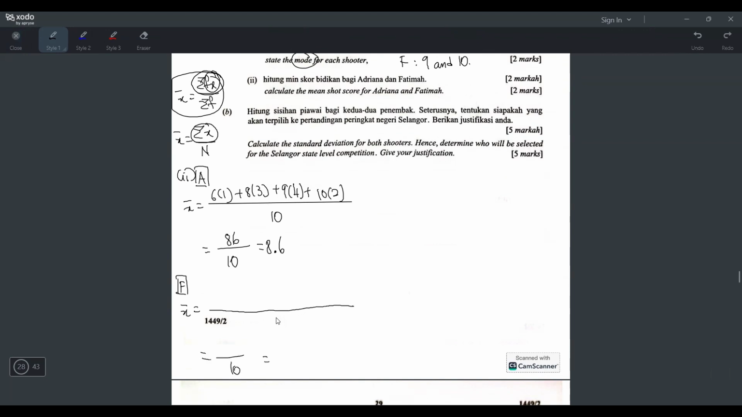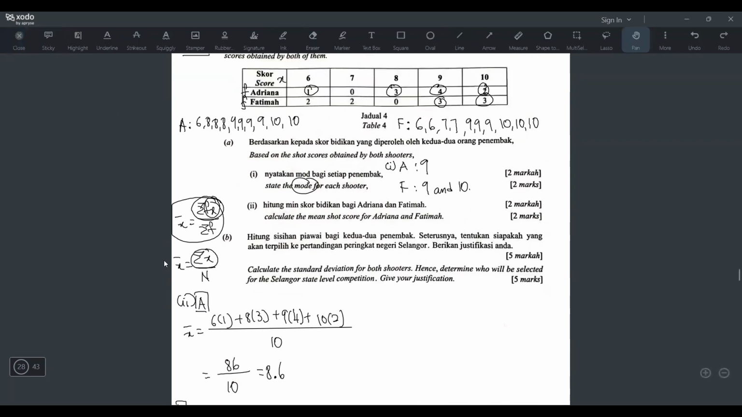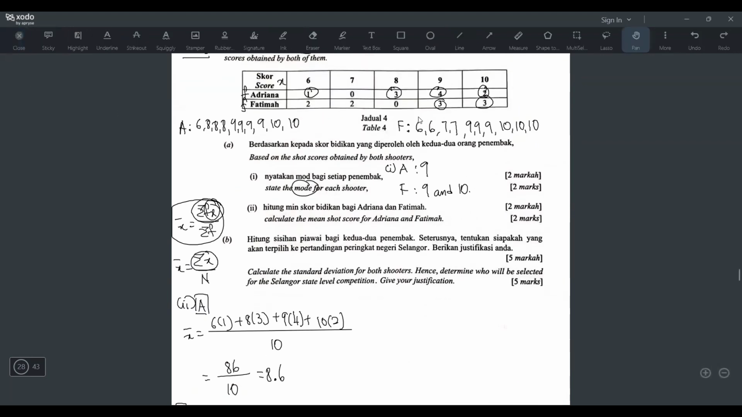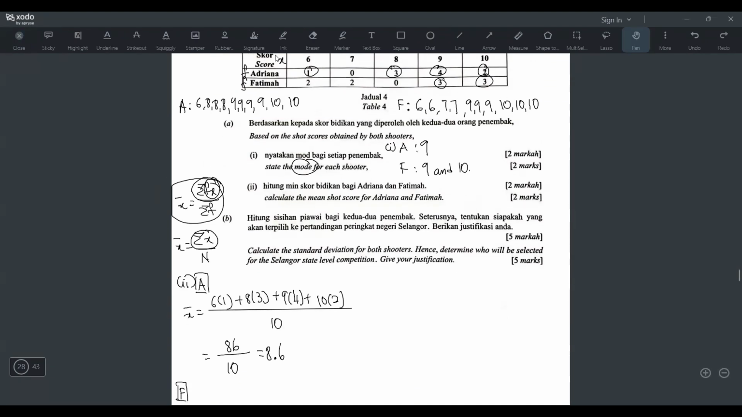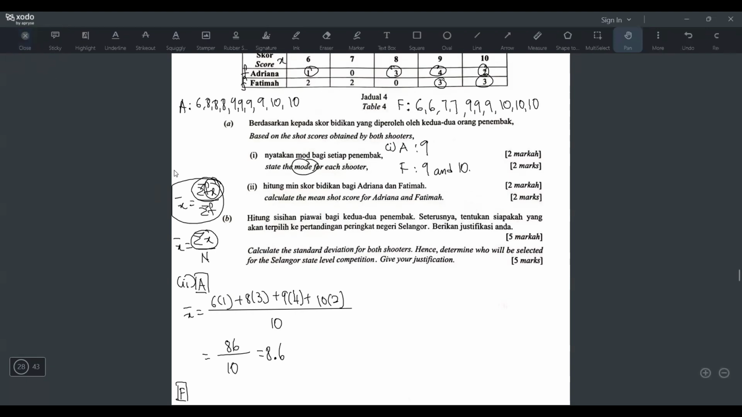Okay, I already know the total must be 10, but Fatima's total score will be what? Of course, you can take 6 plus 6 plus 7 plus 7 plus 9, but it's very slow, right? So if you want 6 plus 6, it means you want to take 6 times 2, right? Just multiply x by its frequency. That's why the formula looks like this, x times f. So just take 6 times 2, 7 times 2, 9 times 3, 10 times, and then add them up.